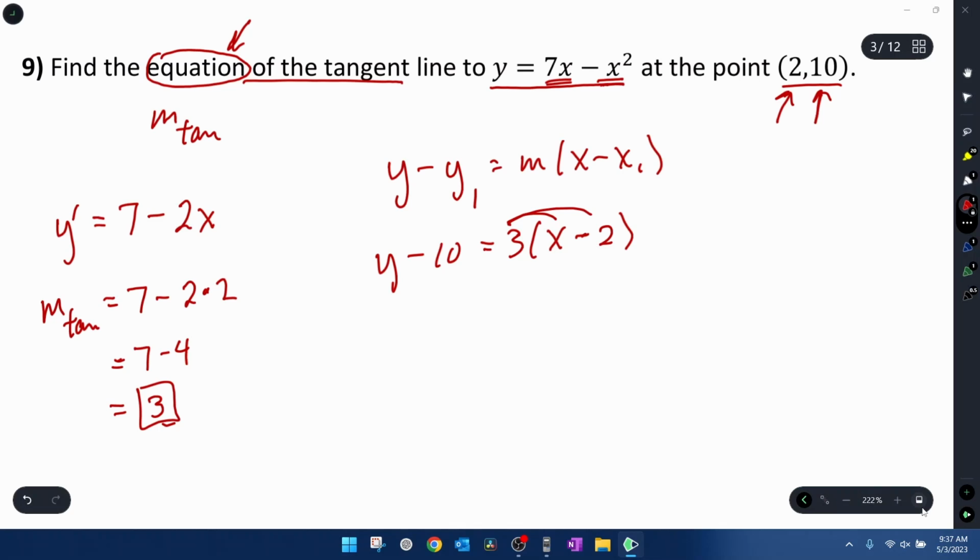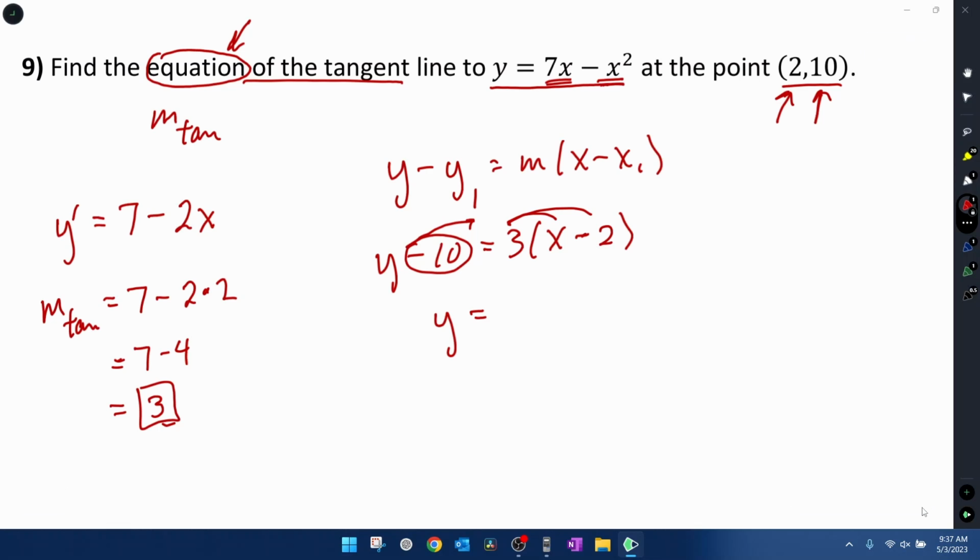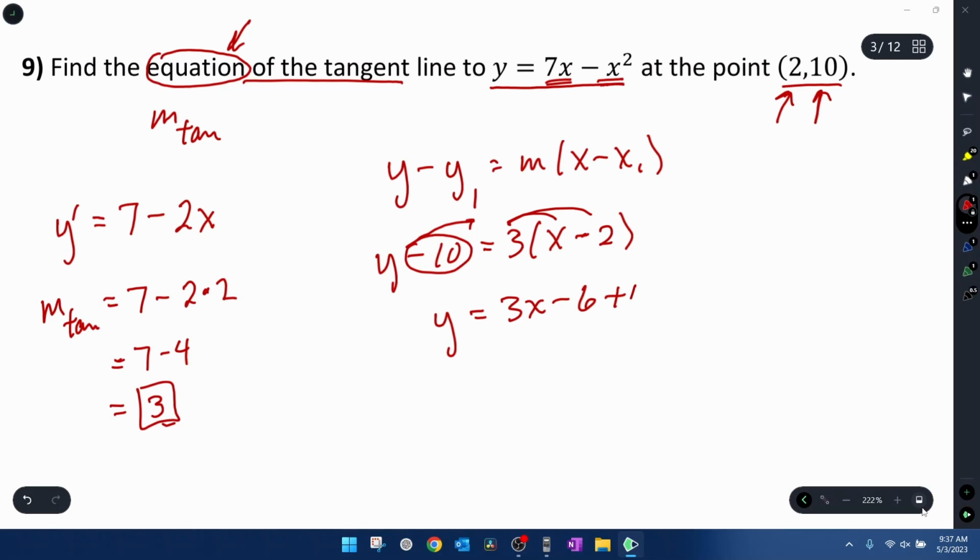So let's go ahead and do the distributive property and bring the negative 10 over and simplify. 3 times x is 3x. 3 times negative 2 is negative 6, plus 10. Negative 6 plus 10 is 4. And we're done. That is the equation of the tangent line to our function at the given point.